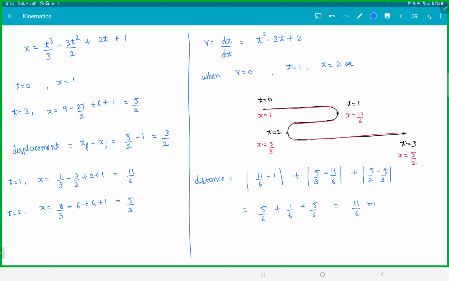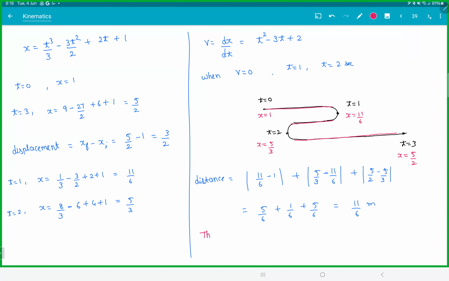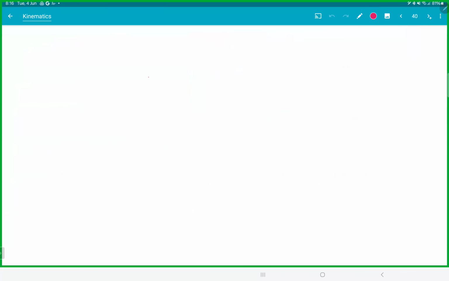So the particle goes front, comes back, and goes front. So the particle is just not going in a line. This is what is happening in the whole motion. The main idea is that if you get velocity 0 three times, you know what the meaning of it is: stop, stop, stop. Three times it is stopping. Every time you get v equal to 0, you're taking a turn. You're going back.